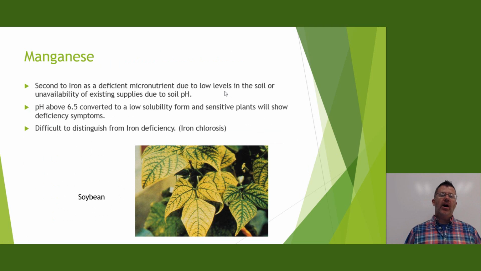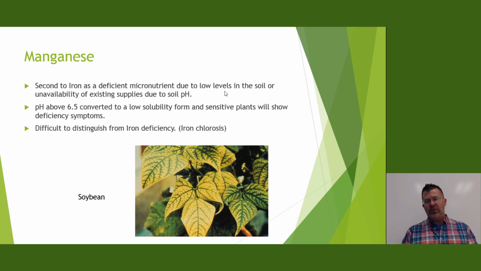Manganese is second to iron as a deficient micronutrient, due to low levels in the soil or unavailability of existing supplies due to soil pH. At a pH above 6.5, it's converted to a low solubility form, and sensitive plants will show deficiency symptoms. It's difficult to distinguish from iron deficiency, hence iron chlorosis.